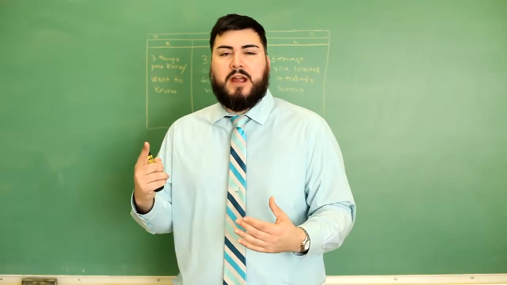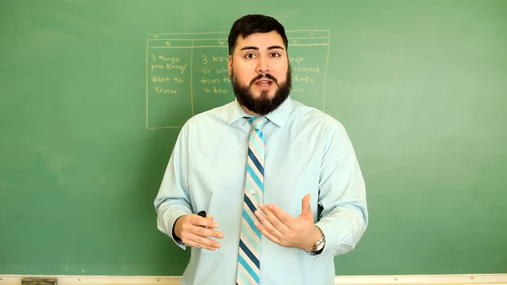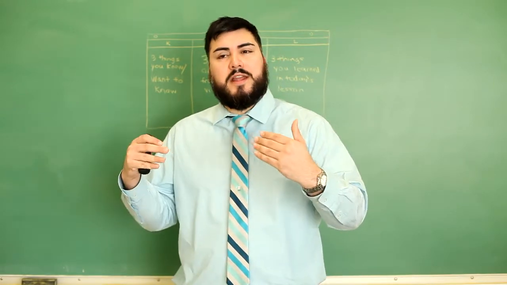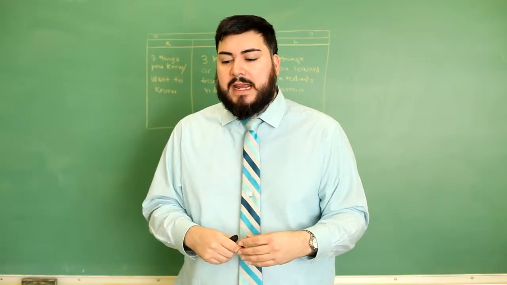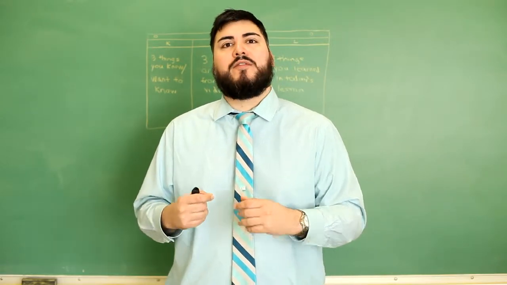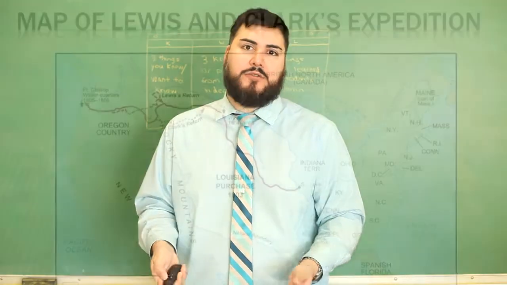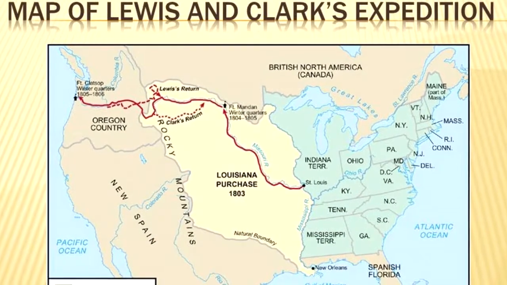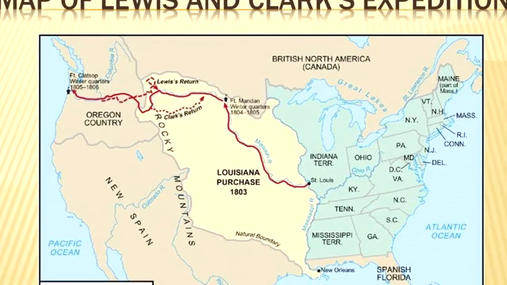In doing so, they hired a Shoshone woman by the name of Sacagawea, and they left Missouri in 1804. And by November 1805, they had reached the Pacific Ocean. This is a map of Lewis and Clark's expedition to the Pacific Ocean.